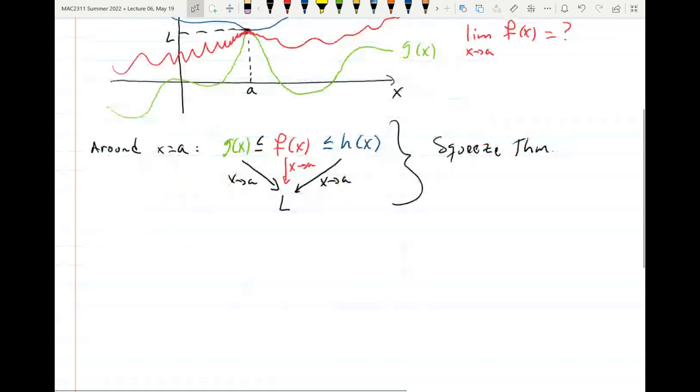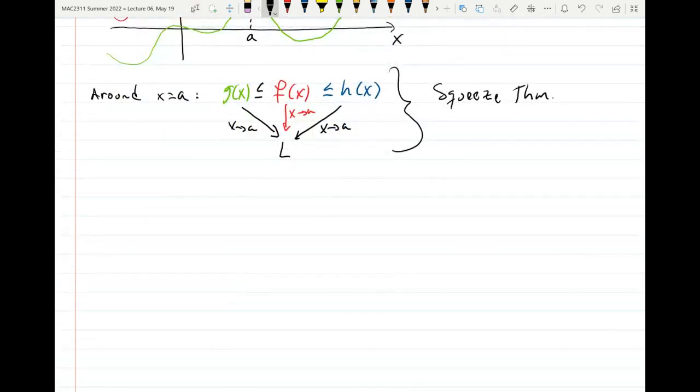Okay, so let me put the statement. So theorem, squeeze theorem. I'm just going to rewrite what's above, but a little bit more formal. Okay, so squeeze theorem. This is a good tool to know to compute limits.